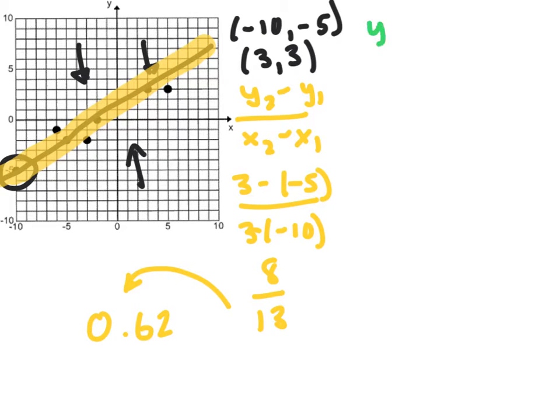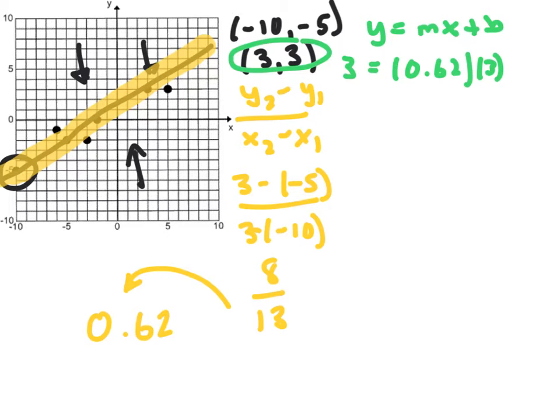Now we want to know what the y-intercept is, so we're going to go mx plus b, and we get to pick any point we want. I'm going to pick the 3, 3. I'm going to use this location here, and so I put in my 0.62 times 3 plus b. And when I multiply 0.62 times 3, I get 1.86. And then when I subtract 3 minus 1.86, I get 1.14 equaling b.